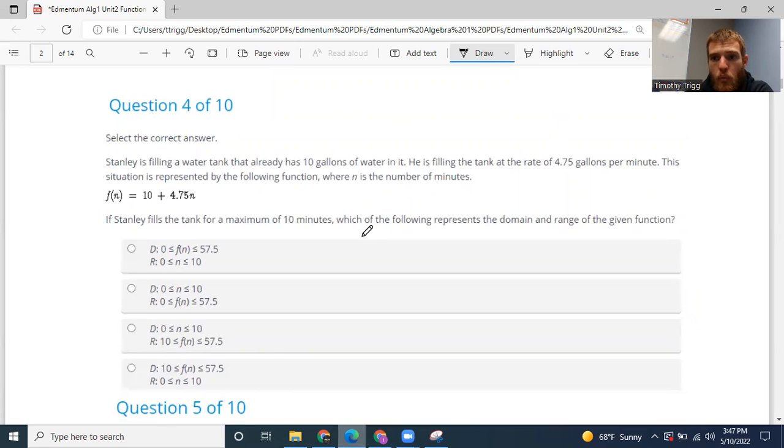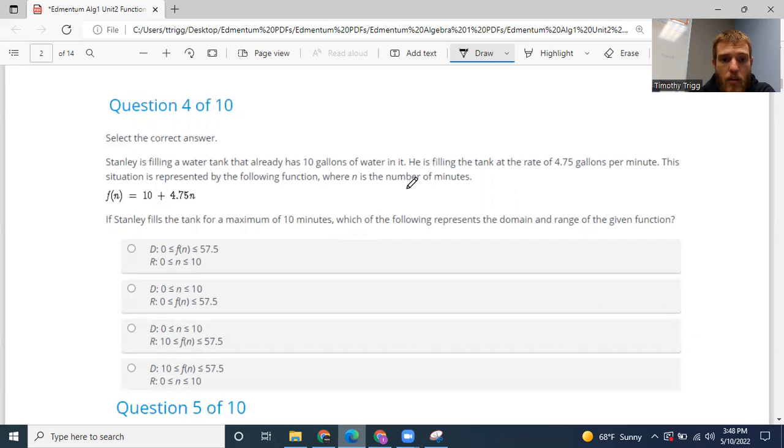Okay. Oh, words and decimals, my favorite. Stanley is filling a water tank that already has 10 gallons of water in it. He is filling the tank at a rate of 4.75 gallons per minute. This situation is represented by the following function, where n is the number of minutes. So we have this function, f of n equals 10 plus 4.75n. If Stanley fills the tank for a maximum of 10 minutes, which of the following represents the domain and range of the given function?